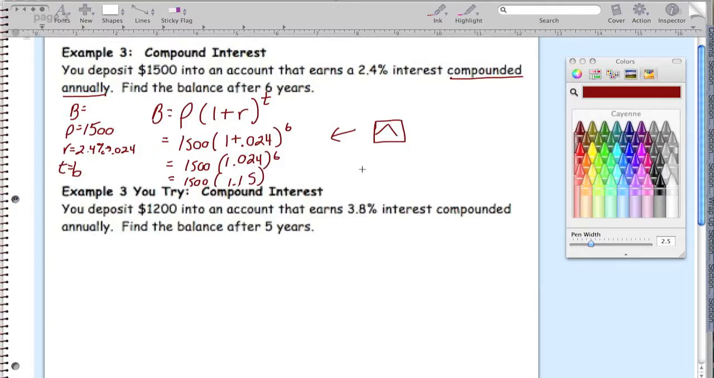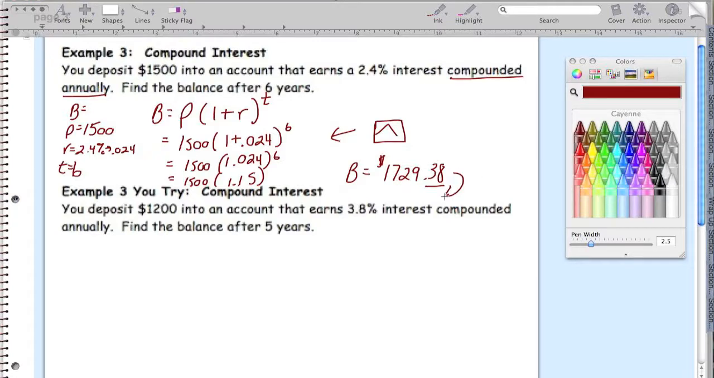And my final answer comes to a balance of 1729.38. If I would have just typed this whole thing in straight across, 1500 times 1 plus 0.024 raised to the 6th power, I would get the same thing, no rounding errors in this problem. So there we go. We only go 2 decimal places because we're talking about money. So my balance here, I started with 1500, now I have 1729.38.